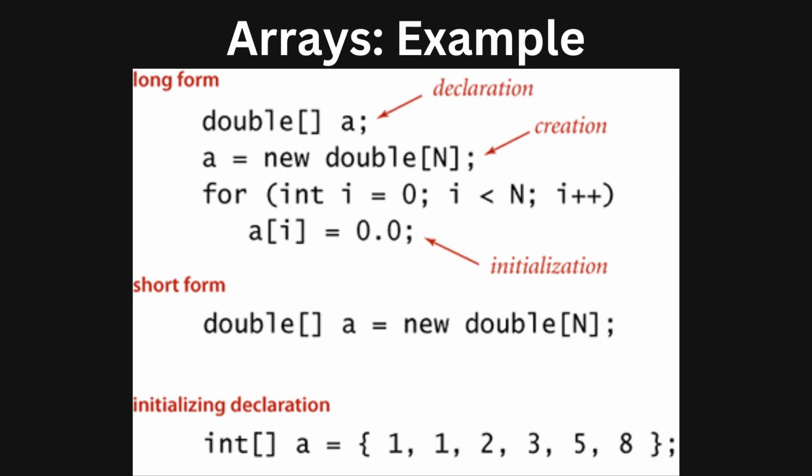The short form of this would just be double A equals new double of n, and if you wanted to do the for loop, you'd still have to do that after, but that's the short form to initialize it. And if you actually want to initialize an array already full of the values, you could do it like that. You don't have to specify the length, right? Because it can count just like how you can count, and it knows the length. So that's pretty cool. Any questions about that example?